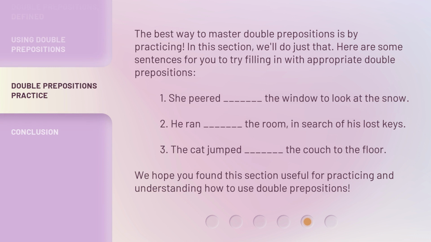The best way to master double prepositions is by practicing. In this section, we'll do just that. Here are some sentences for you to try filling in with appropriate double prepositions. 1. She peered, blank, the window to look at the snow. 2. He ran, blank, the room, in search of his lost keys. 3. The cat jumped, blank, the couch to the floor. We hope you found this section useful for practicing and understanding how to use double prepositions.